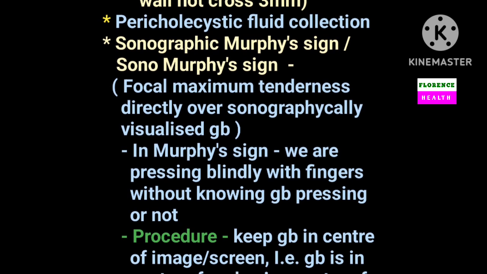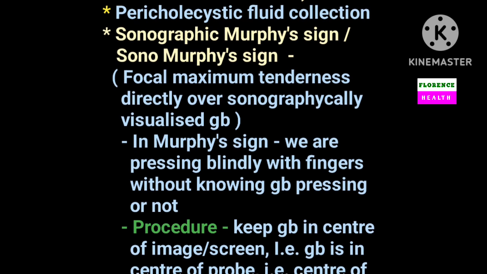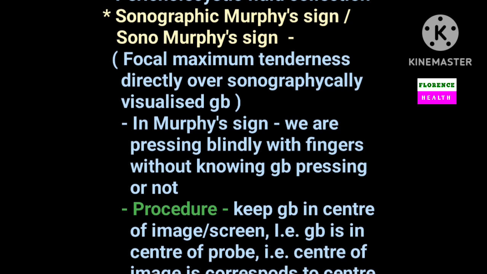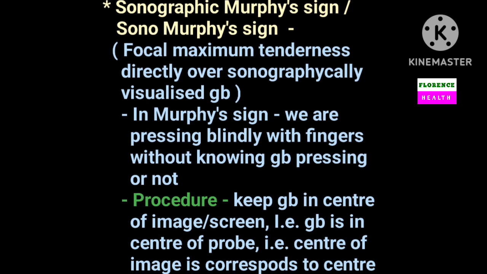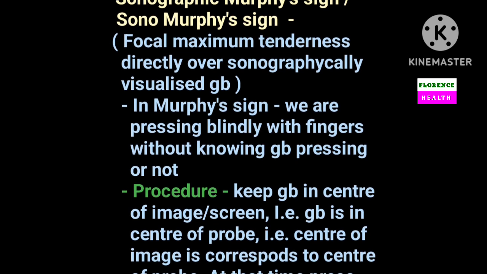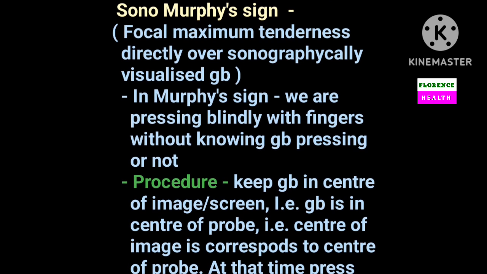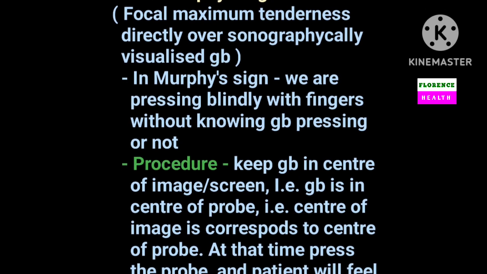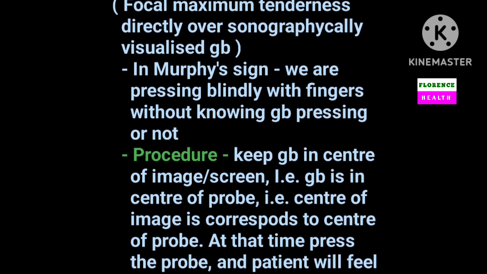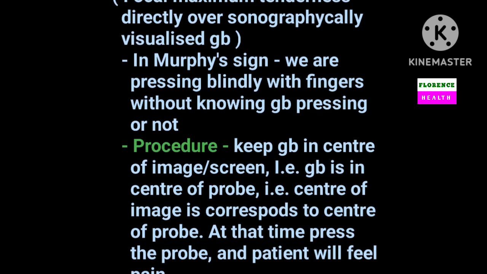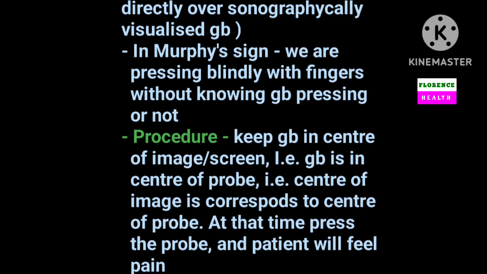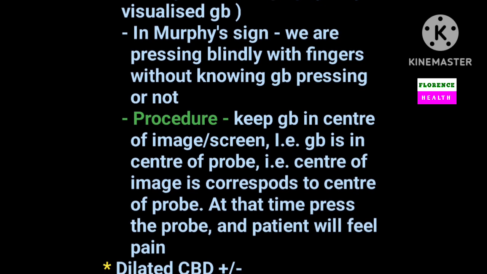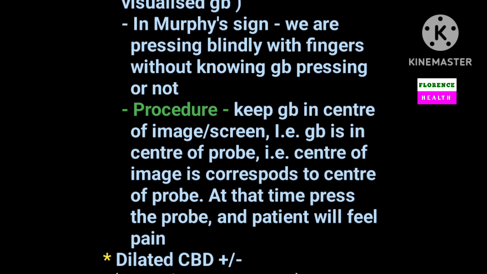Third, pericholecystic fluid collection. You have to search for a fluid collection or a hypoechoic area beyond its anterior and posterior wall. Fourth, sonographic Murphy sign. How does the sonographic Murphy sign differ from the Murphy sign? In Murphy sign, we are pressing the right upper quadrant of the abdomen without localizing the gallbladder. That means we are pressing it blindly. But in sonographic Murphy sign, after localizing it, we put pressure on it.